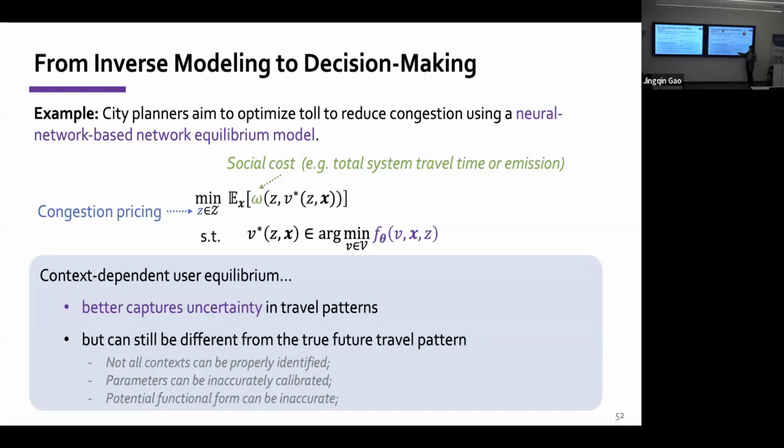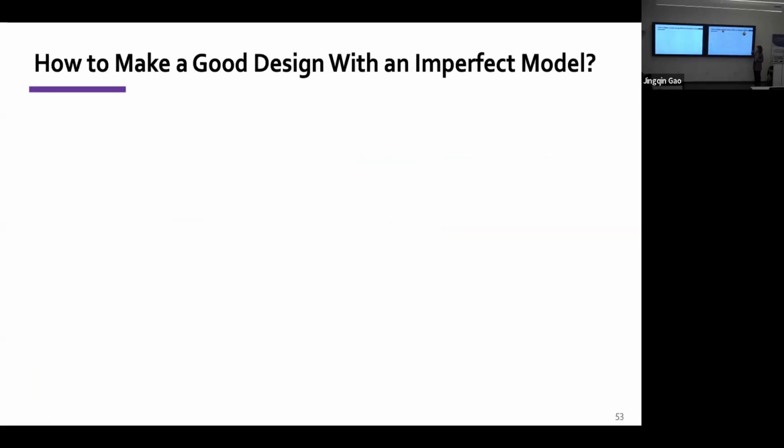The errors can come from maybe not all contexts being properly identified or used as input, or because our parameters might have some calibration errors and our calibration model is not perfect. Or it can be that the potential functional form we select is still far from what should be calibrated. So now our question comes: how can we still manage to make good decisions while using imperfect models?